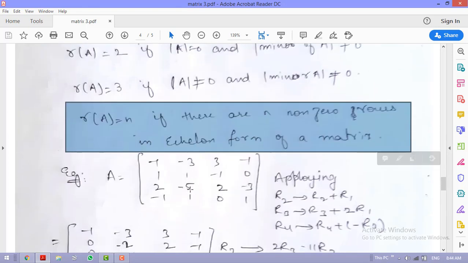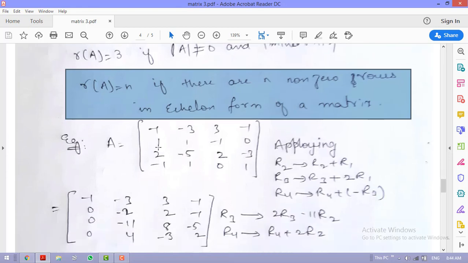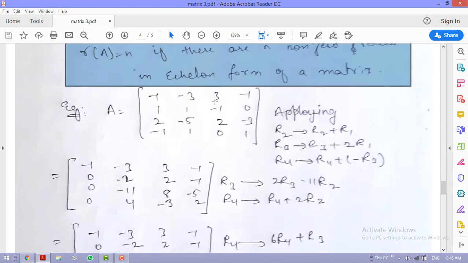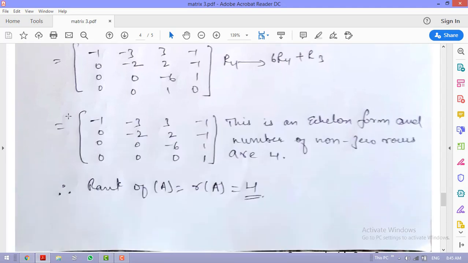Okay, so let us understand by an example what I wrote over here. Like A is equal to the matrix with rows -1 -3 3 -1, 1 1 -1 0, 2 -5 2 -3, -1 1 0 1. So I am applying the row transformation method over here. I'm just trying to make this matrix look like echelon form. Echelon form is nothing but the elements below the diagonal should be 0. Okay, it should be an upper triangular matrix. In the previous video you can see what is an upper triangular and what is a lower triangular matrix.